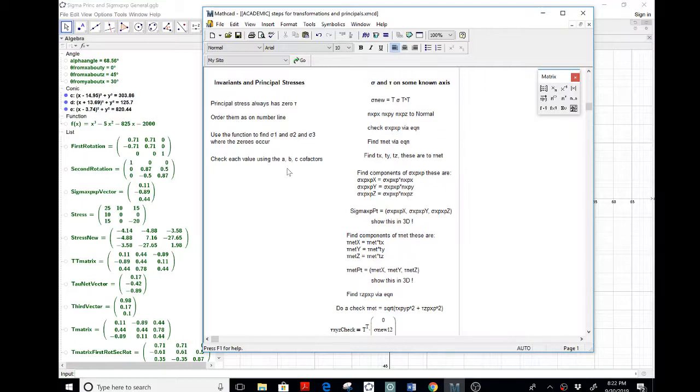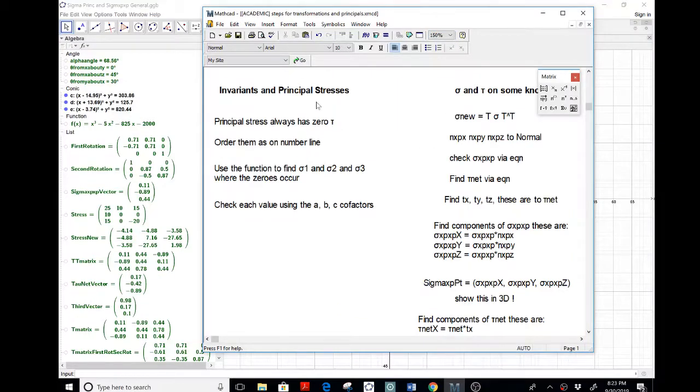The invariance and the principal stress column is actually kind of short. The first thing is that the principal stresses always have a 0 tau. That's a shear stress tau. You could think of it as 3 o'clock and 9 o'clock on the two-dimensional Mohr circle. In the current situation, we need to find 3 such principal stresses because we have a 3D problem. They will come out as they come out.